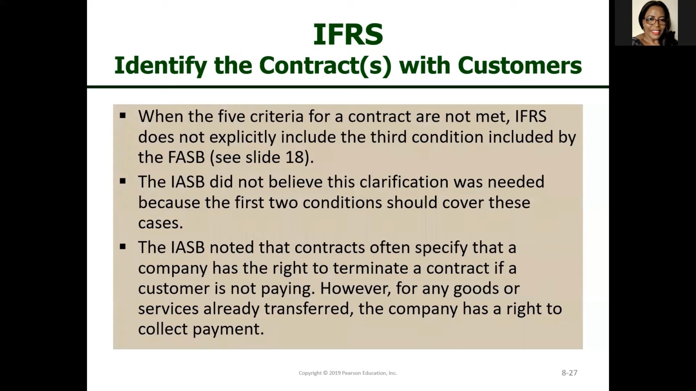The second difference is in determining when to recognize revenue when the 5 criteria for a contract are not met. IFRS does not explicitly include the third condition that the seller has transferred control of the goods or services, is no longer transferring the goods or services, has no obligation to transfer additional goods or services, and the consideration received is non-refundable. The FASB added this condition to clarify when to recognize revenue.